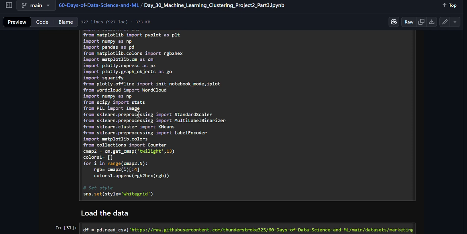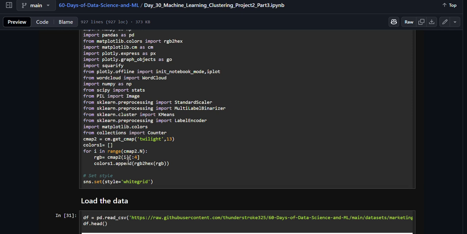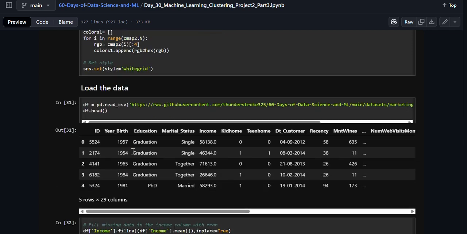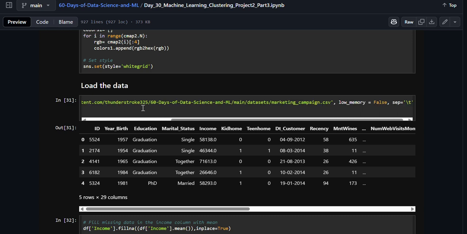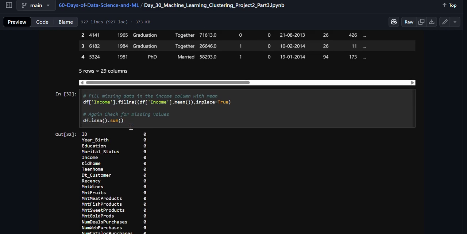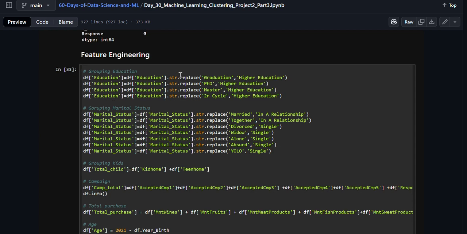and then we have sklearn libraries for StandardScaler, MultiLabelBinarizer, KMeans, and LabelEncoder, and then we have CMAP2, and then basically the color stuff in a range. We're loading this data. It's a marketing campaign CSV file, looking for missing values, and then how many values have a sum of those, doing some feature engineering, kind of replacing some of the values that we have here, replacing marital values and grouping them.